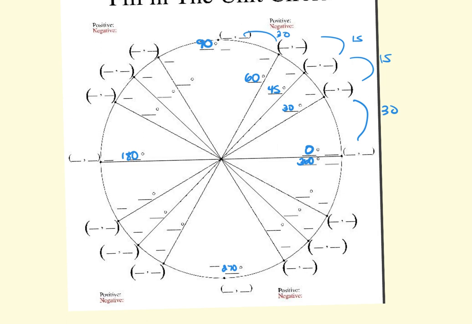Repeat that pattern again. Add 30 to 90, 120. Add 15, 135. Add 15, 150. Add 30, and I'm at 180. Do it again. Add 30, 210. Add 15, 225. Add 15, 240. Add 30, I'm at 270. Last time, add 30, you're at 300, 15, 315, and 15, 330. Add 30 and you get to 360.